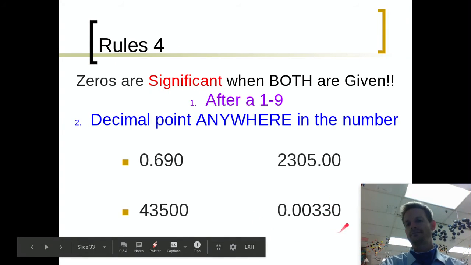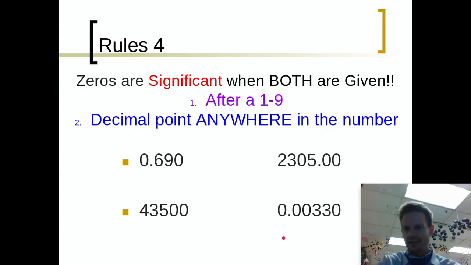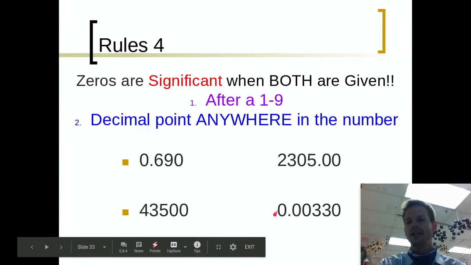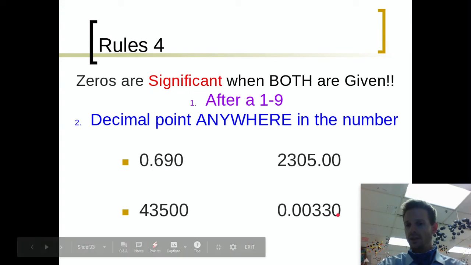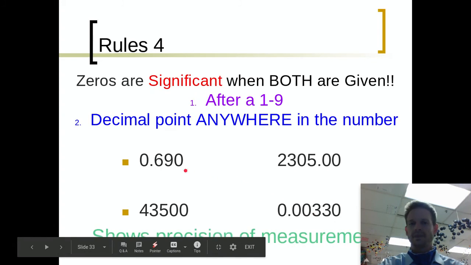And finally, this guy. How many of those guys are significant, right? How many of those guys are significant? And the answer is 3, right? None of these zeros count because they come before the first significant digit. They do not come after a 1 through 9. So here's our first 1 through 9, right? And there's another one, and there's another one. So here are 3 significant digits, okay?